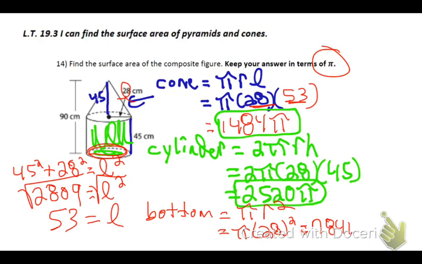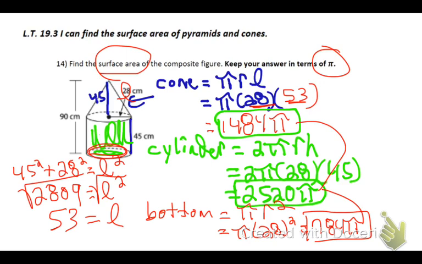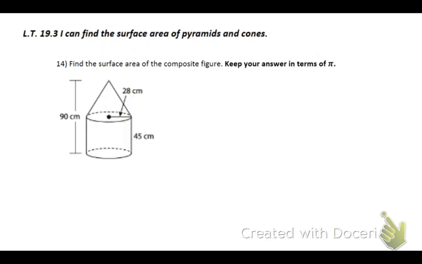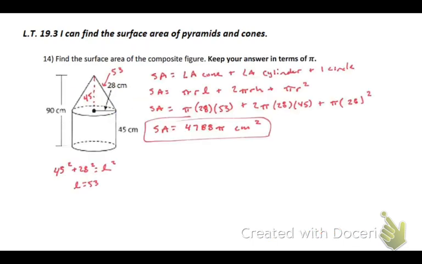So that's 784 pi. All right, so the surface area of the whole composite figure is just adding all those together. So when I add those together, I get 1484 plus 2520 plus 784, 4788 pi. All right. See how I did here. 4788 is what I got. Yeah, 4788 pi.